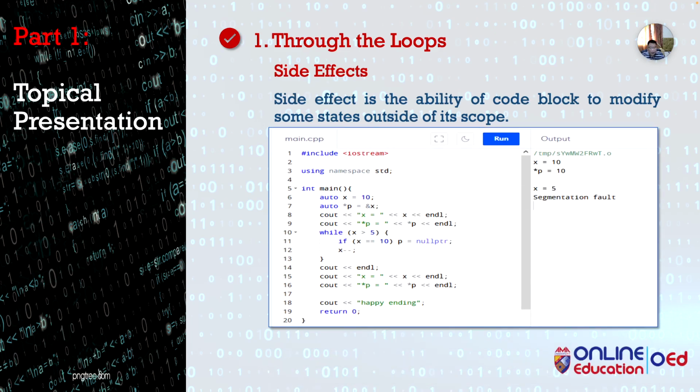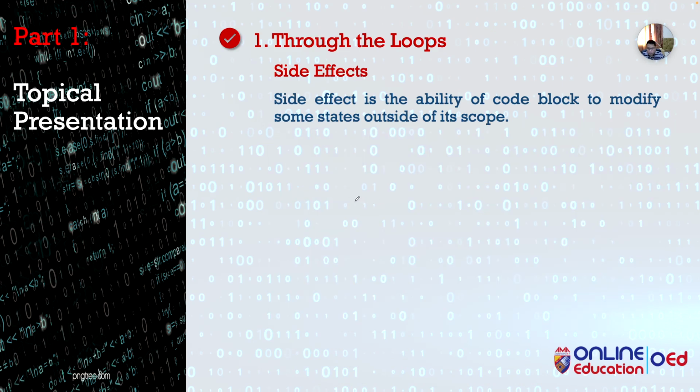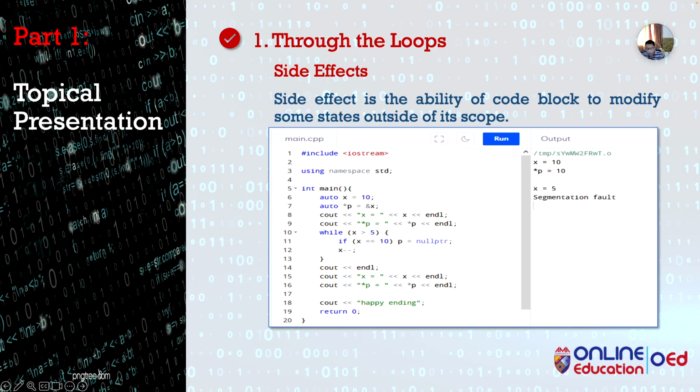In this example, we define the variable x, this x over here, and we also define a pointer to x. Okay, this variable here, not that one here. We print the value of x and p, and we can see clearly that p does point to x. Okay, it's a pointer.